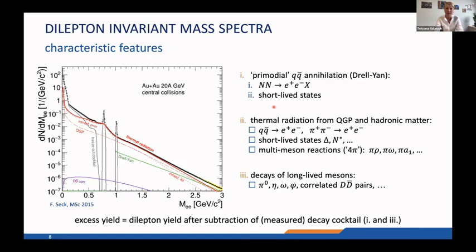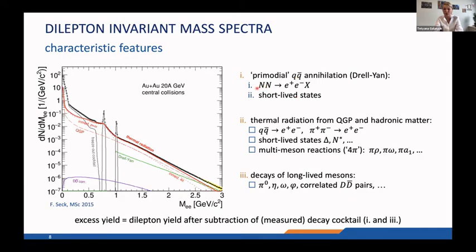So we have in our spectra a contribution from the Drell-Yan process, shown in green. Also from the short-lived states, different baryonic resonances, or in the case of lower energies, we have an e+e- contribution from the nucleon-nucleon or pion-nucleon Bremsstrahlung.